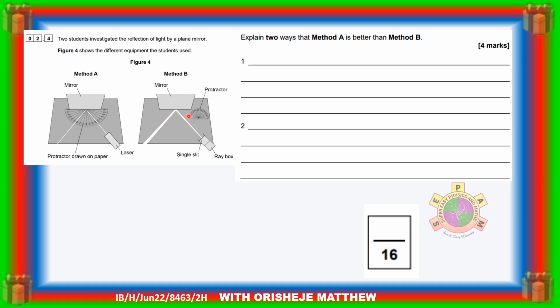But in this other case, you have a beam of light, whereas here you have more of a ray of light. So method A will eliminate error, and the protractor is positioned to it. So one, the protractor is drawn on the paper, you don't have to move it.